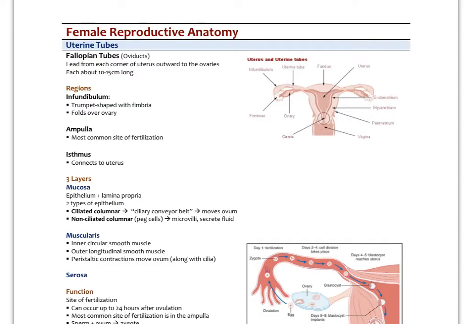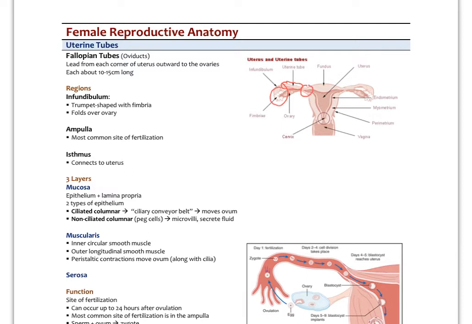Next, we have the uterine or fallopian tubes, also known as the oviducts, and they lead from each corner of the uterus toward the ovaries. Each is about 10 to 15 centimeters long. There's three different regions. The infundibulum is a trumpet-shaped area with little fingers called fimbria, which folds over each ovary. And then the ampulla is the main part of the fallopian tube, and that's going to be the most common site of fertilization, and I'll show you what happens there in just a moment. And then the isthmus is what connects the uterine tube to the uterus itself.